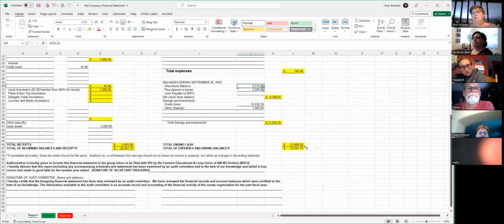So this amount here should be the balance as of your 9/30 bank statement from your local bank or credit union, less any checks or deposits that haven't cleared your bank yet. The deposit in transit or the less payable to NDFU is really just specific to the state organization. If you wrote a check to Jamestown Sun and they didn't cash it, that wouldn't be included in here. You sure could if you wanted, but normally you would just make that reflective in your checkbook balance.